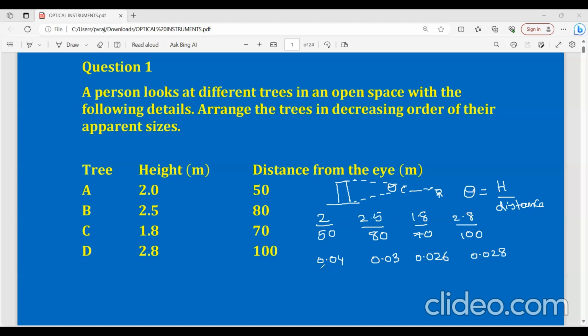Which will have the more angle subtended here. That is for A. A is having more apparent height. And next one after A it is B. And next one it is D. And the last one it is C. In the decreasing order, all the values were written here.